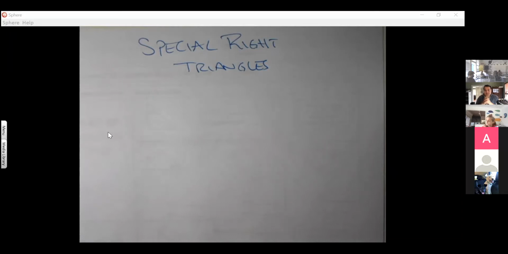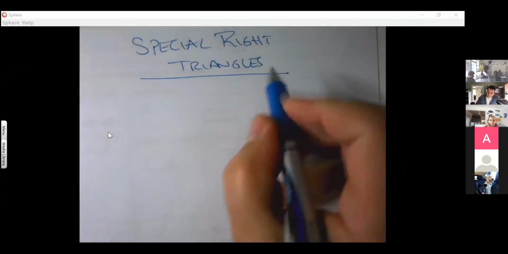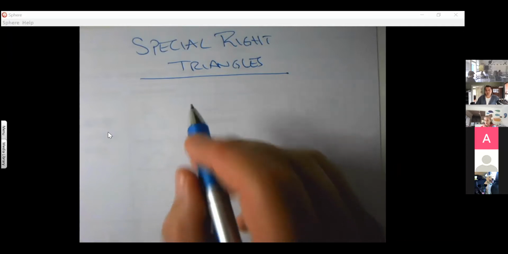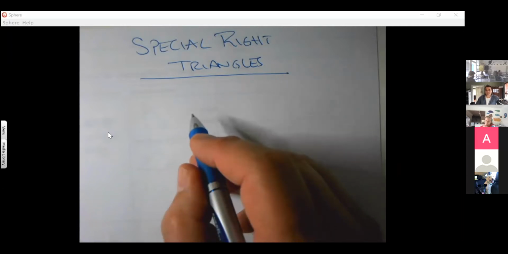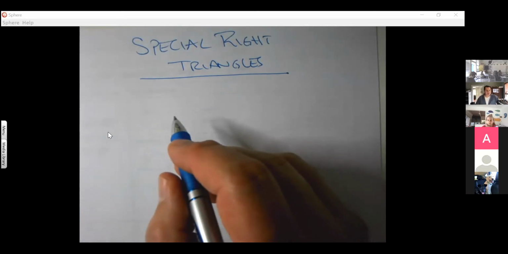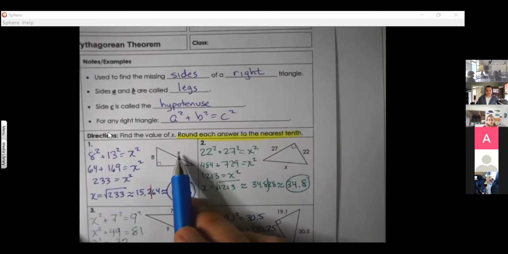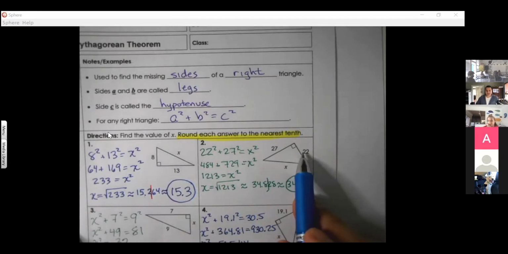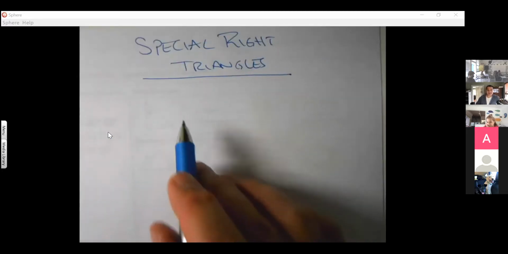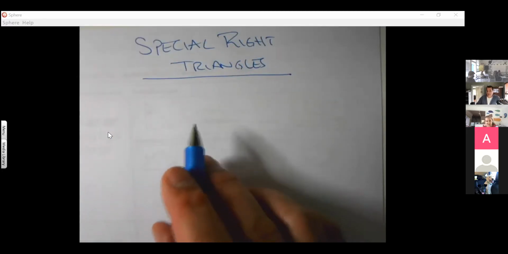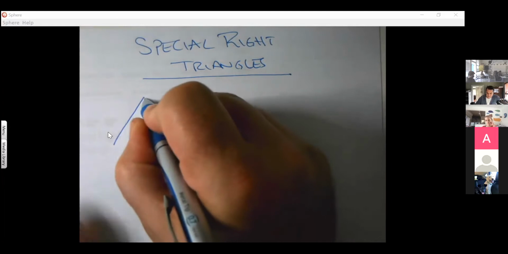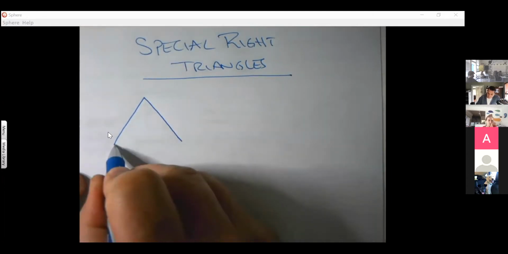So today we're going to talk about some special right triangles. What makes them special is that we can actually find 2 missing sides given just one of them. Pythagorean theorem gave us the ability to find 1 missing side if we knew 2 in a right triangle, and we can do that all day long. But with these special right triangles, we can find 2 missing sides if we only know 1. So first, let's construct them, or build them out of what we know already.